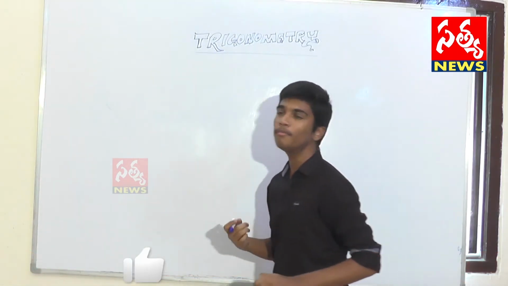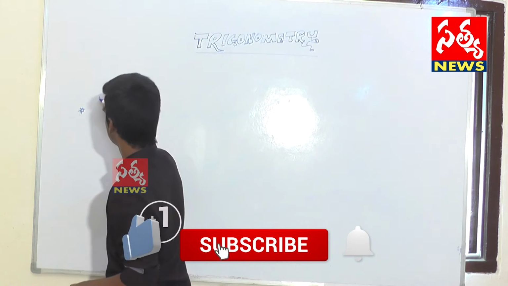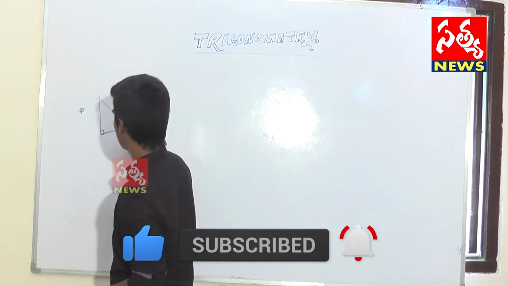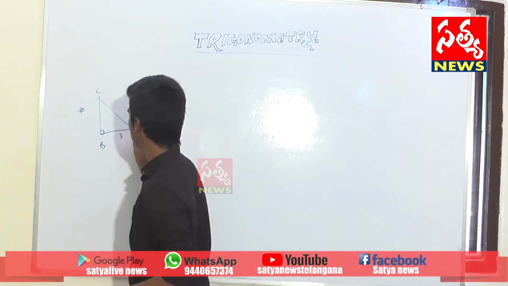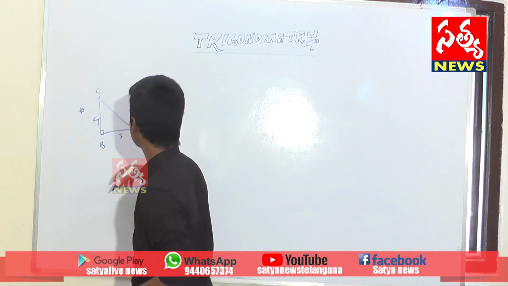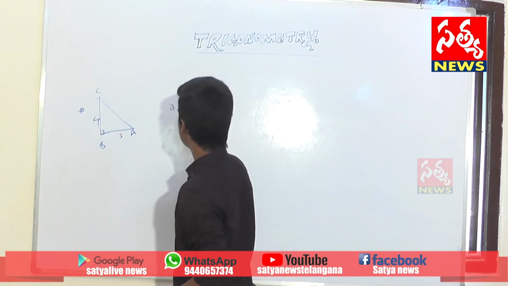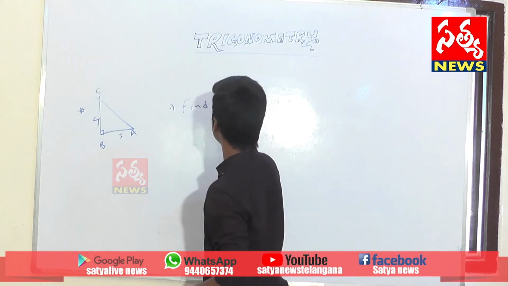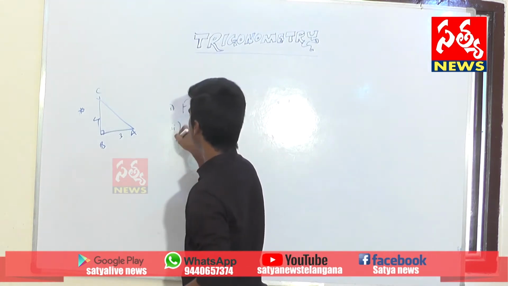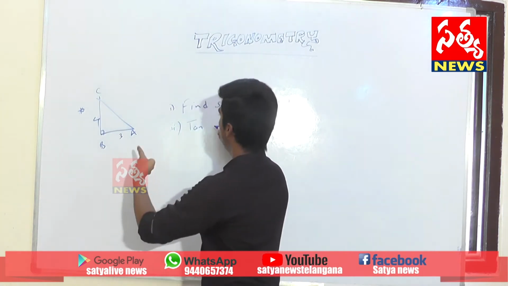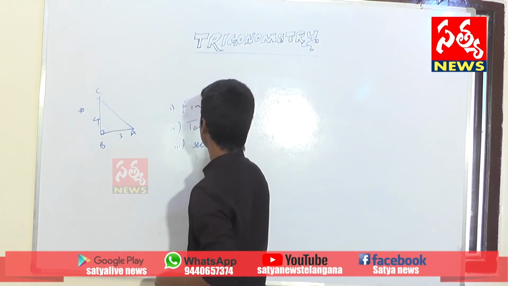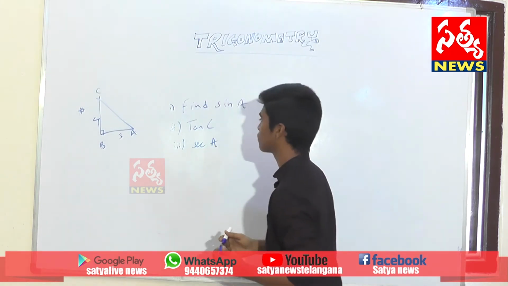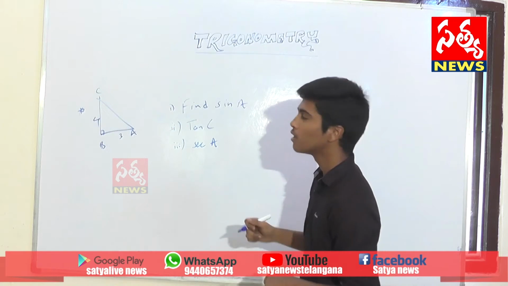Now let's discuss a basic problem. This is a right angle triangle ABC, 90 degrees at B, and AB is 3 units, BC is 4 units. The question is: find sin A, second one, tan C, third one, secant A. These are the 3 questions they asked to find.